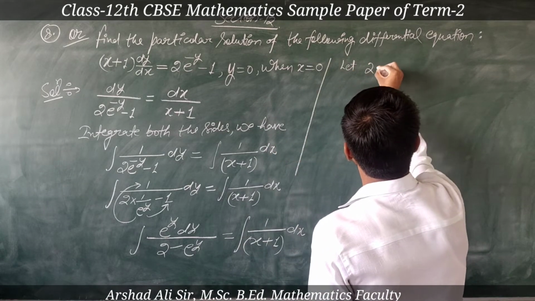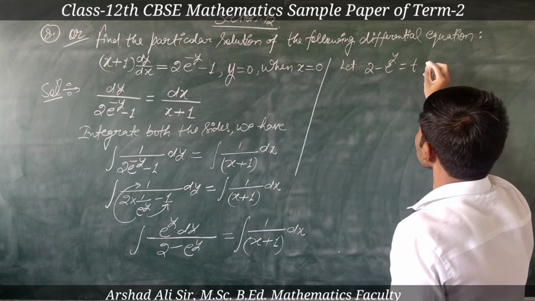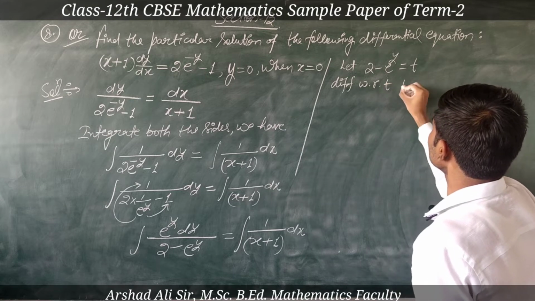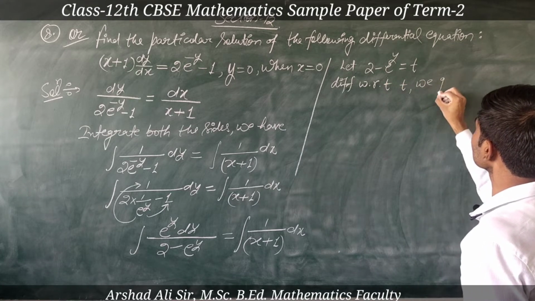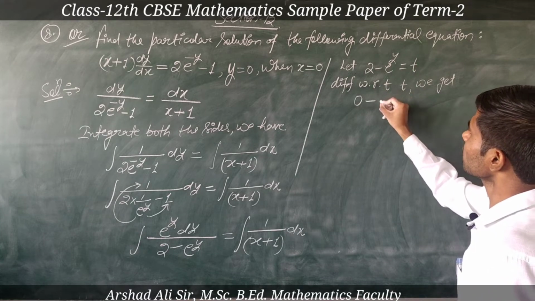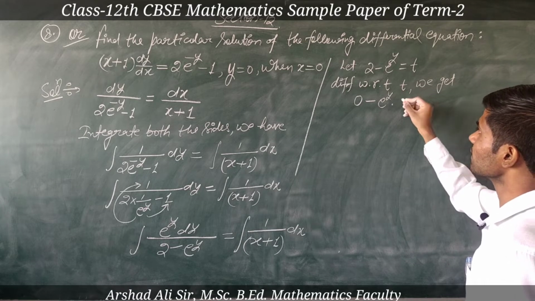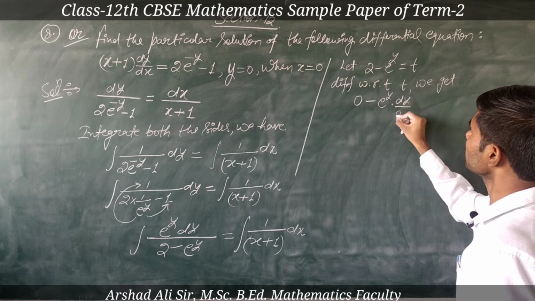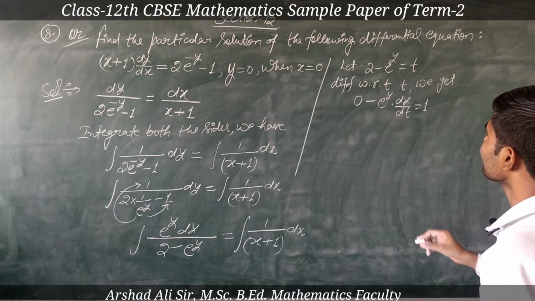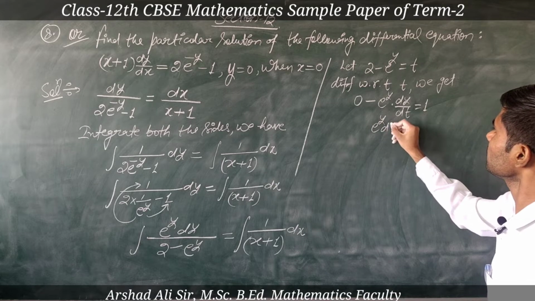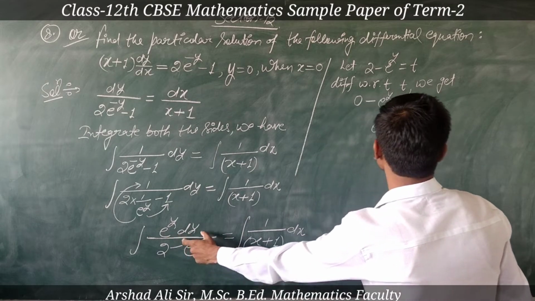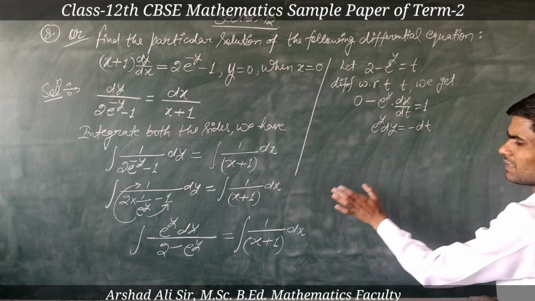let 2 minus e to the power y is equal to t, then differentiate with respect to t, we get differentiation of 2 is 0 minus differentiation of e to the power y, e to the power y, and differentiation of y with respect to t, it will be dy over dt. Differentiation of t will be 1 with respect to t. So here we can write e to the power y dy is equal to minus dt. Okay, e to the power y dy is equal to minus dt, and it is a very simple question.